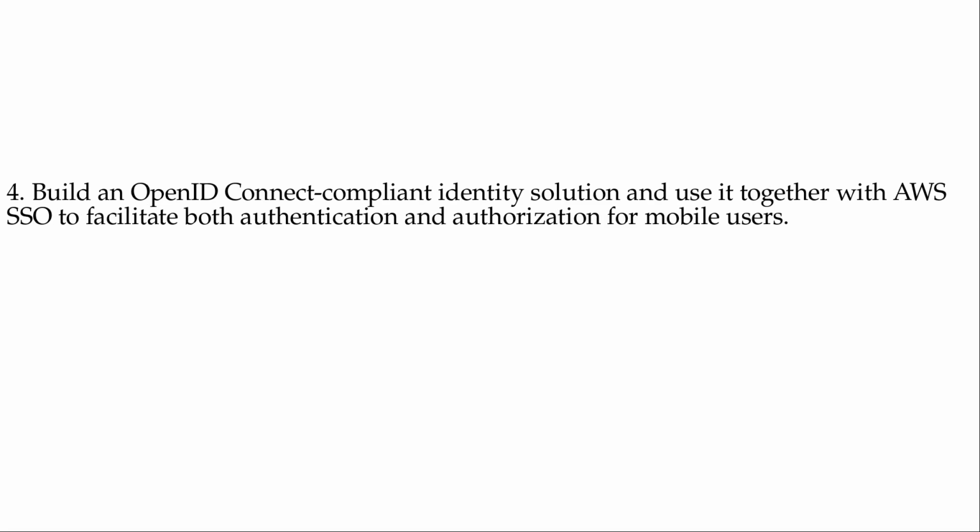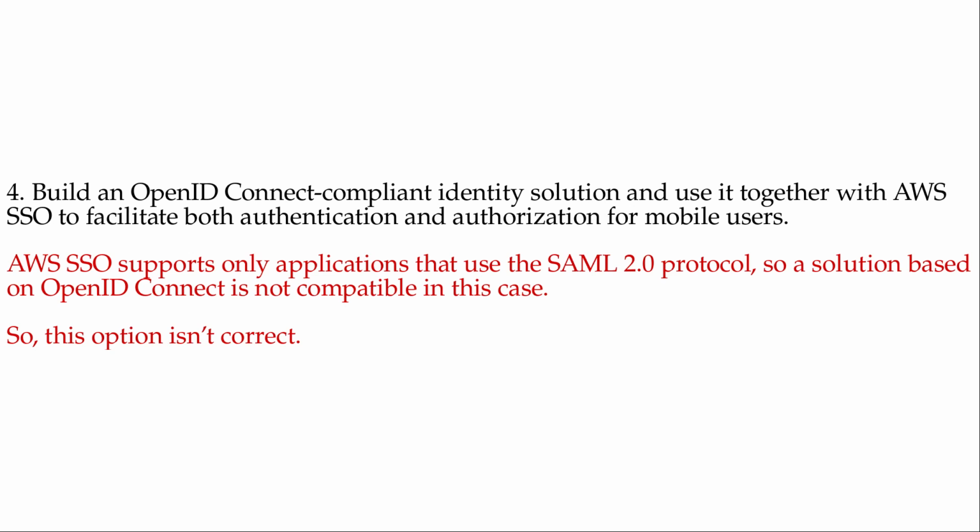The fourth option: build an OIDC compliant identity solution and use it together with AWS SSO to facilitate both authentication and authorization for mobile users. The AWS SSO service supports only applications that use SAML 2.0. It does not support OIDC. So this option is also not correct.